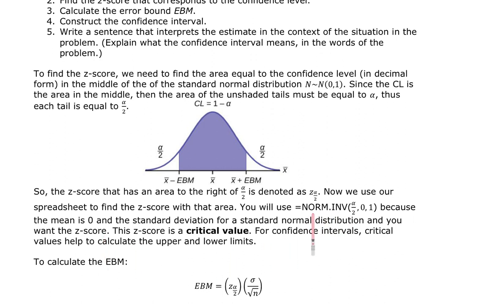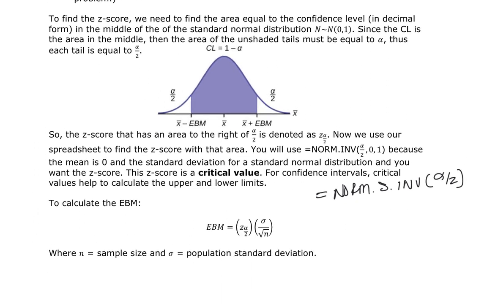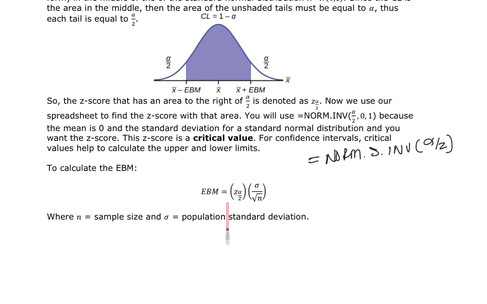You can also, by the way, to find your z-score, you can use the norm.s.inv. And in this case, you'll just use your alpha divided by 2. I'll show you the spreadsheet that you're going to use to calculate all of that. Once we find that z-score, then we find our EBM as that z-score that we just found multiplied by the sigma that'll be given to us divided by the standard deviation. Or excuse me, the square root of the sample size.